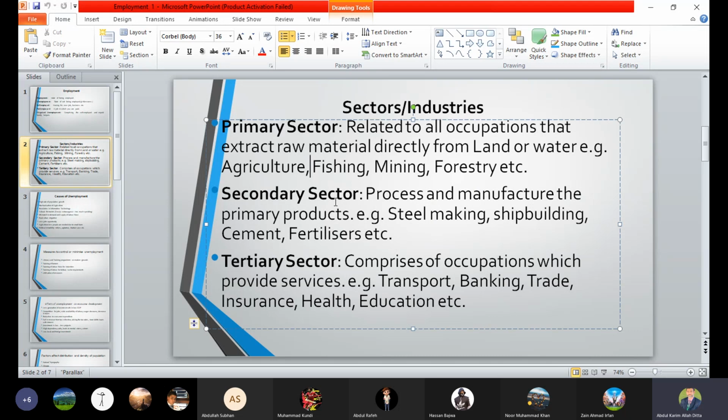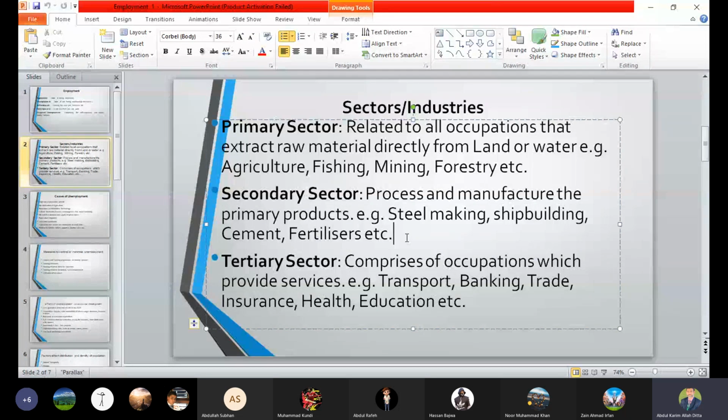Then we have the secondary sector, meaning manufacturing or processing, in which we have steel making, shipbuilding, cement industry, fertilizer, textile industry, my dear, and a lot of other industries which produce things. Car manufacturing, we have that, aeroplane manufacturing, we have that. So wherever there is manufacturing, that is part of the secondary sector or secondary industries, beta.